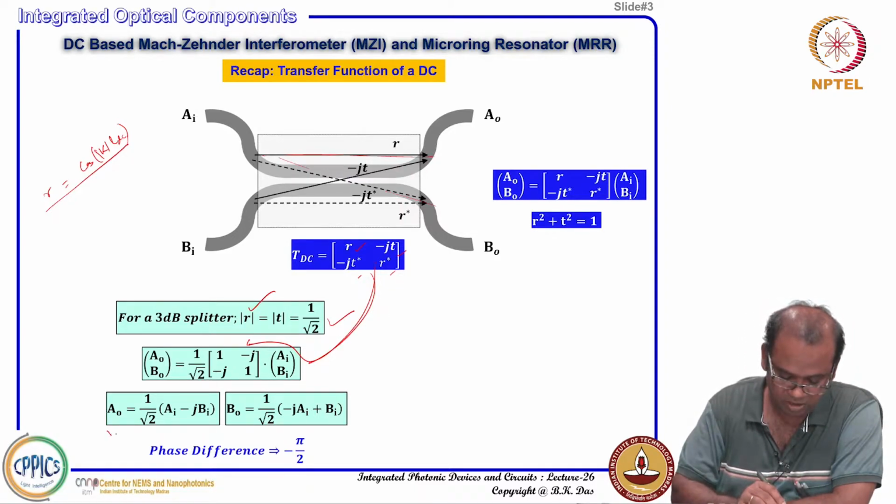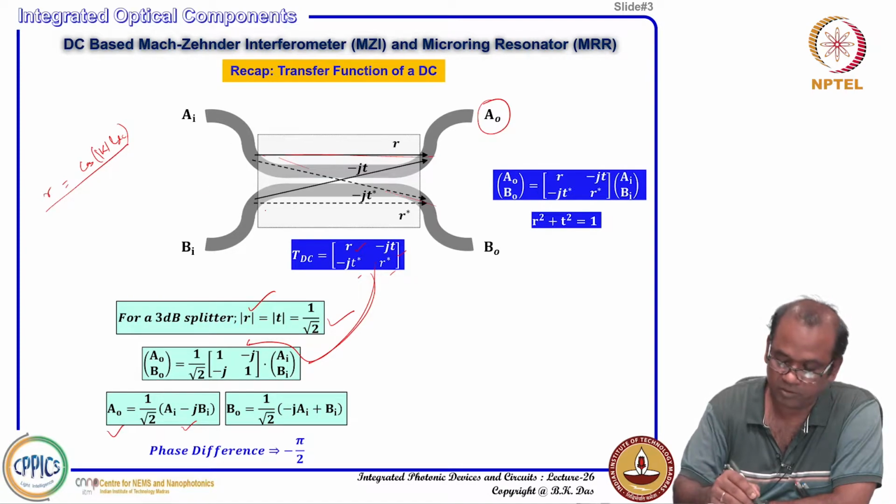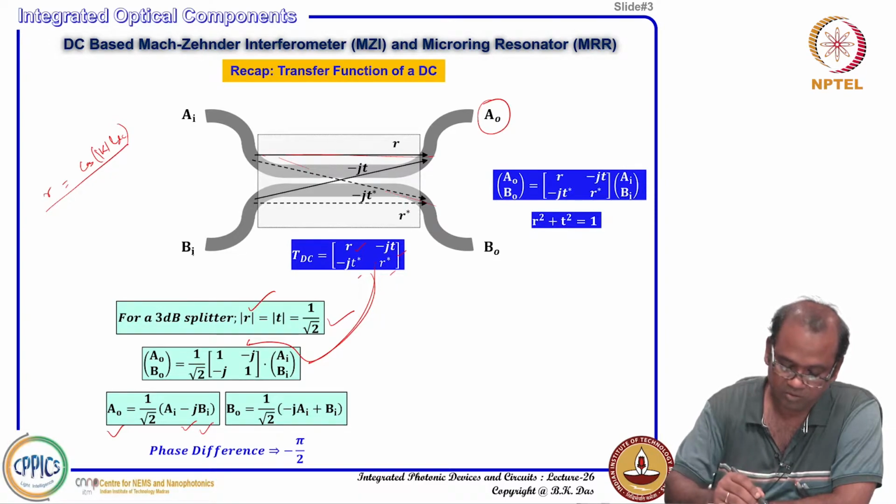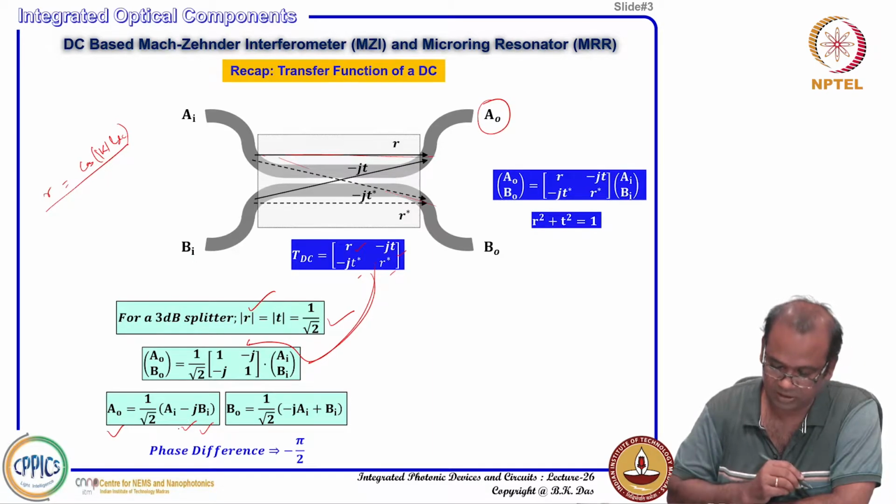Now if you see A_0, if I write it down like this, that output is a superposition of whatever is coming from the A input and whatever is coming from the B input. That is the superposition you will see. Whatever is contributed from the B input will have some kind of pi by 2 phase shift, like this.